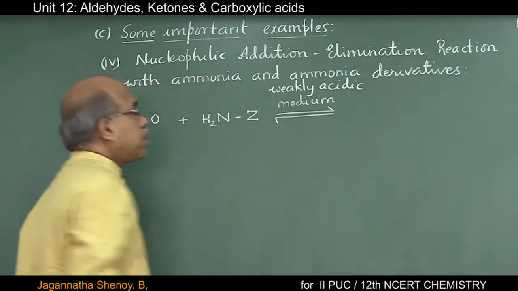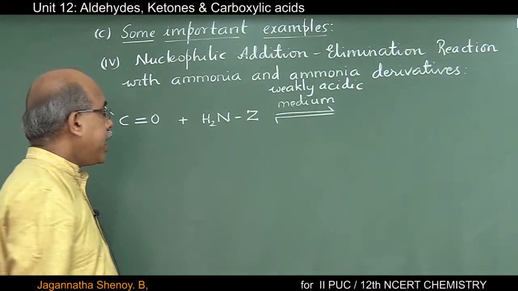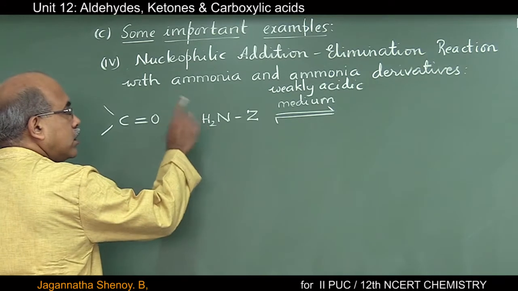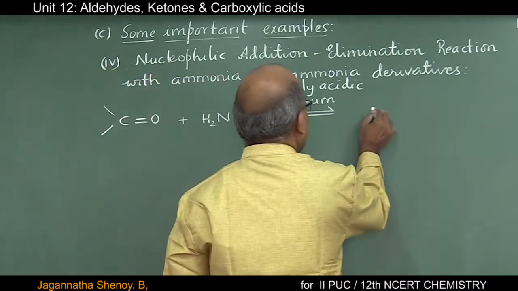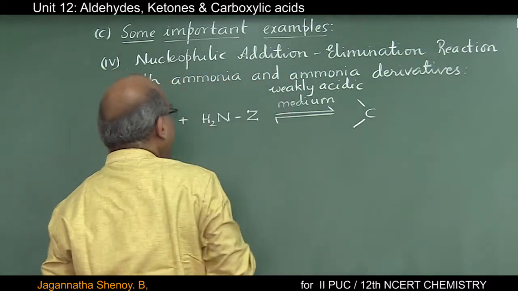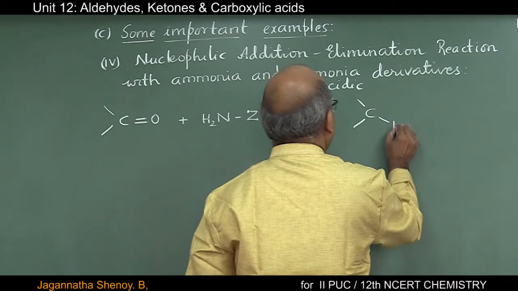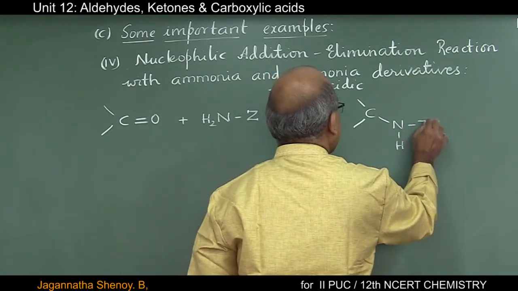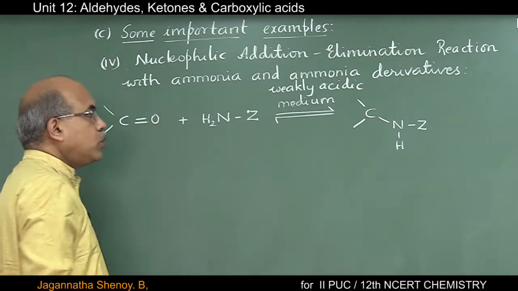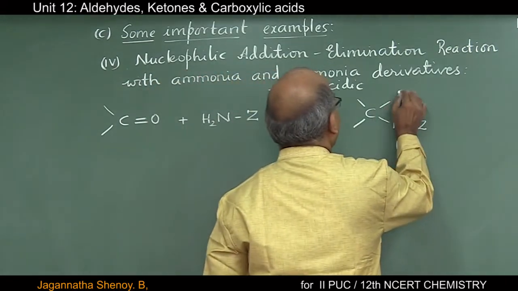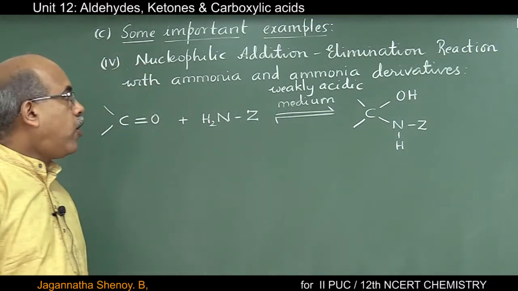In what way does the reaction take place in weakly acidic medium? I've already told you how exactly the reaction takes place. The nucleophile in this case is NHZ, so it gets attached to the carbonyl carbon. I can represent it like this: NH single bond Z. And the one hydrogen that is there gets attached to oxygen, so I can represent it as OH. So this is the product formed.